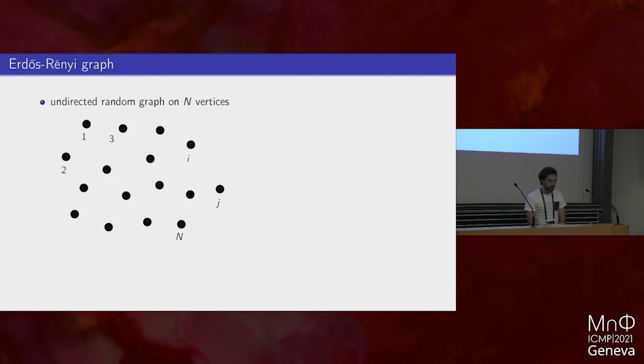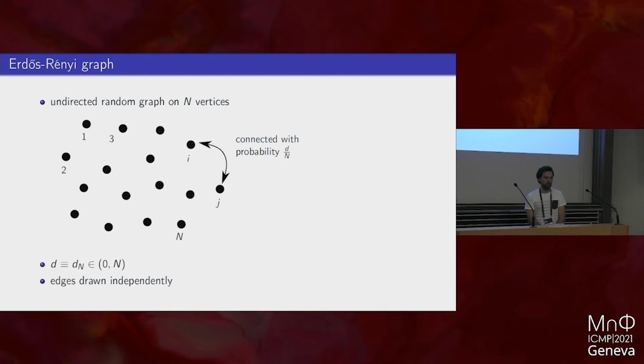The model I want to study is the Erdős-Rényi graph, which is a very simple model for undirected random graphs. We start from n vertices, labeled from 1 up to n, and then a pair of vertices is connected with probability d over n, where d is an independent parameter, and all of these edges are drawn independently of each other. As you see, it's probably the simplest model of a random graph you could come up with, but nevertheless it shows very intricate behaviors. For example, it has some connectivity transitions depending on how the d parameter is tuned.